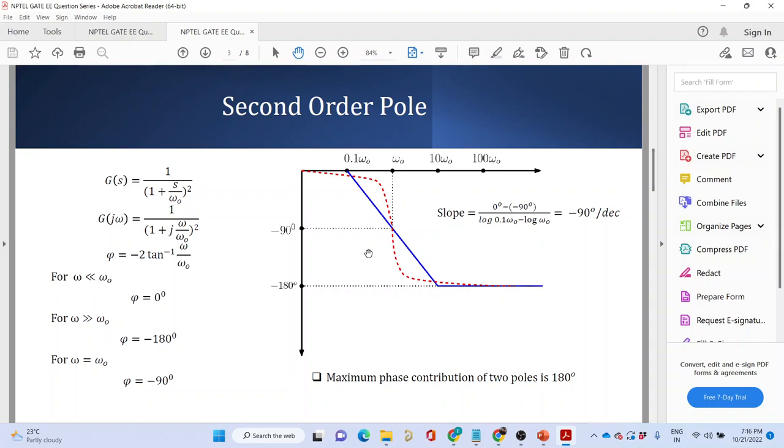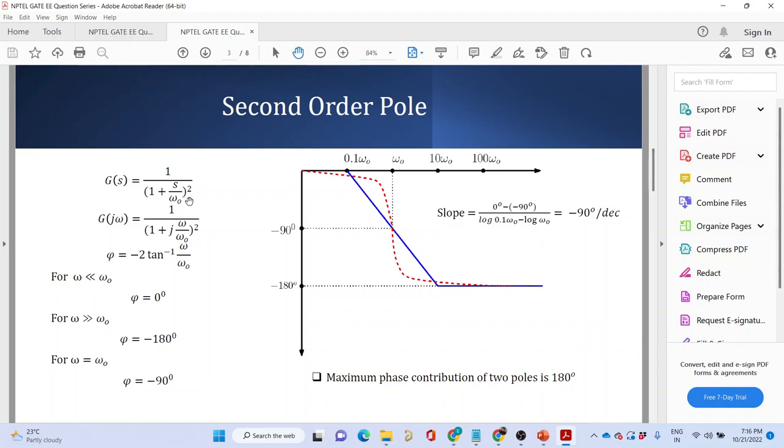Earlier it was one single pole, so minus 45 degree, and as the poles are increasing, like two poles at the origin, that's why we calculated minus 90 degree. See, here also there are two poles. I'm just saying that the nature of the poles has changed. The number of poles has not changed. The nature of the poles has changed. It is no longer a real pole. It is a complex conjugate pole. That is what I am saying.